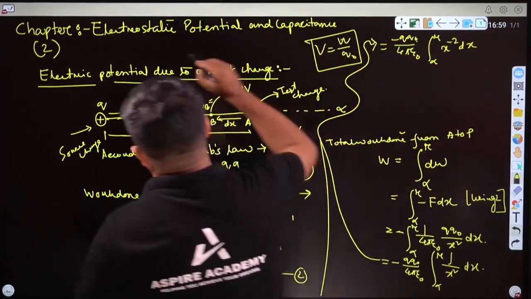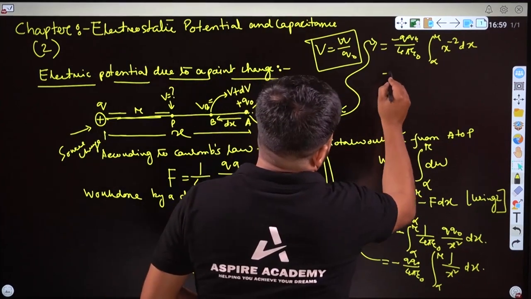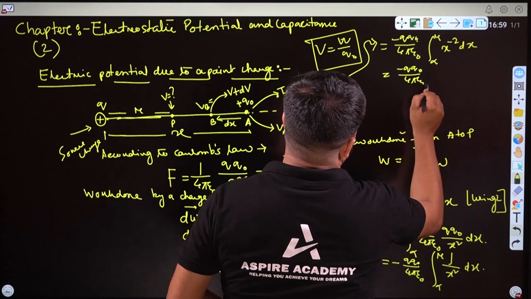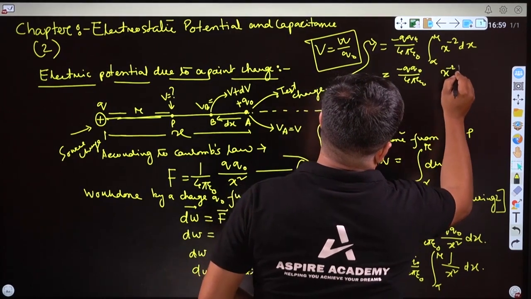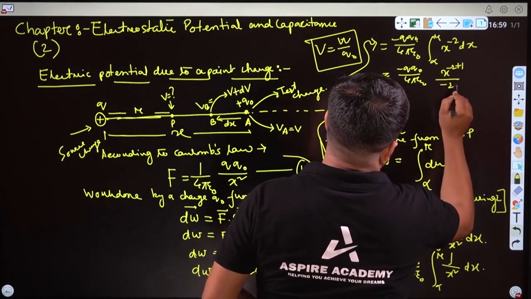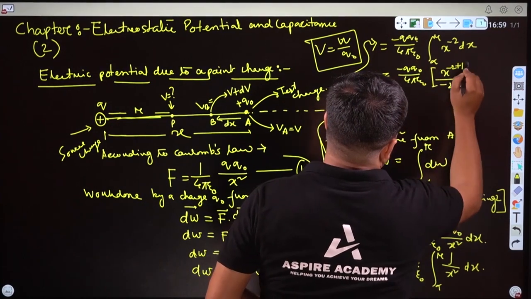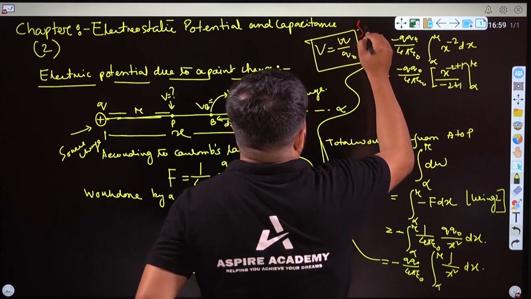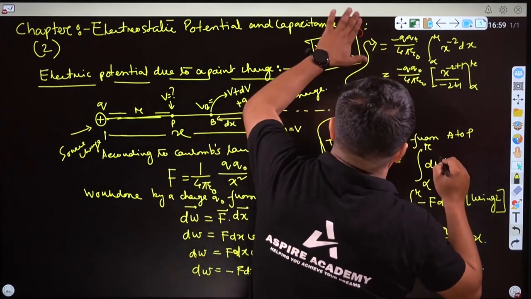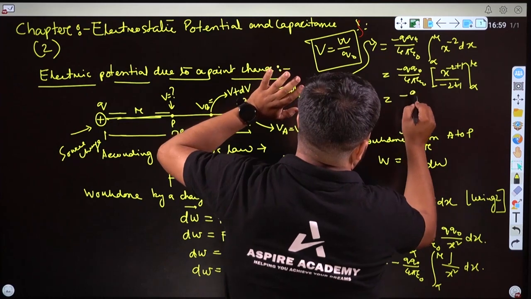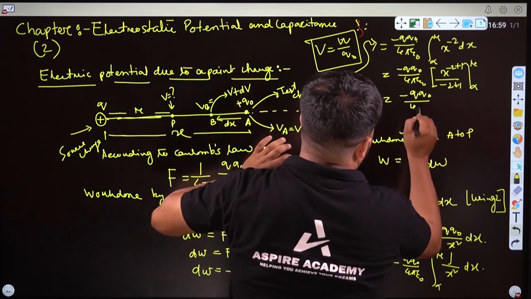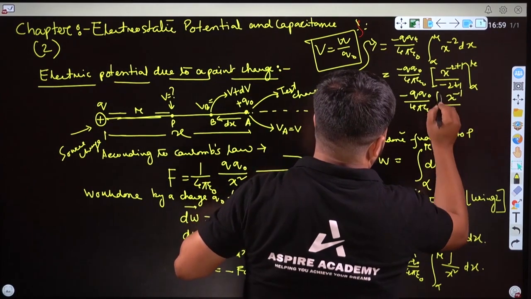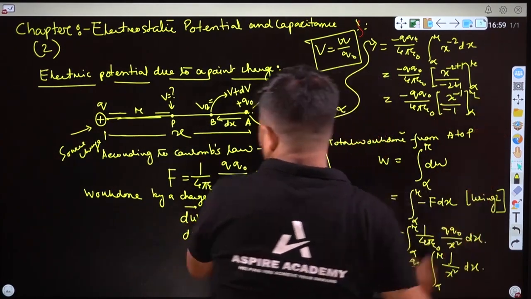So one formula is there. What is the formula? Integral from infinity to r, so minus q naught by 4 pi epsilon naught is equal to x to the power minus 2 plus 1 divided by minus 2 plus 1, from infinity to r. So minus q naught by 4 pi epsilon naught, x to the power minus 1 divided by minus 1, from infinity to r.